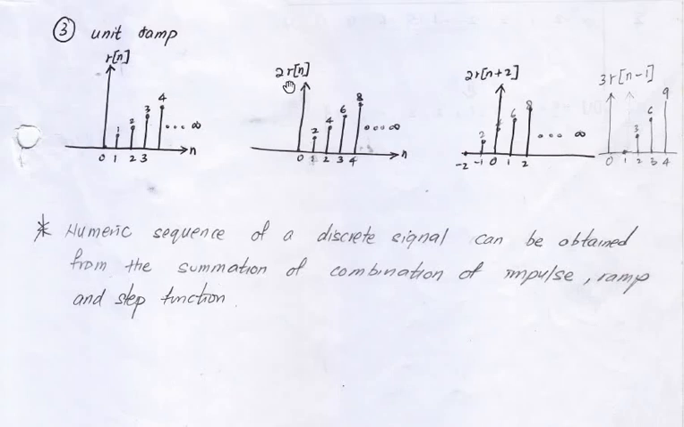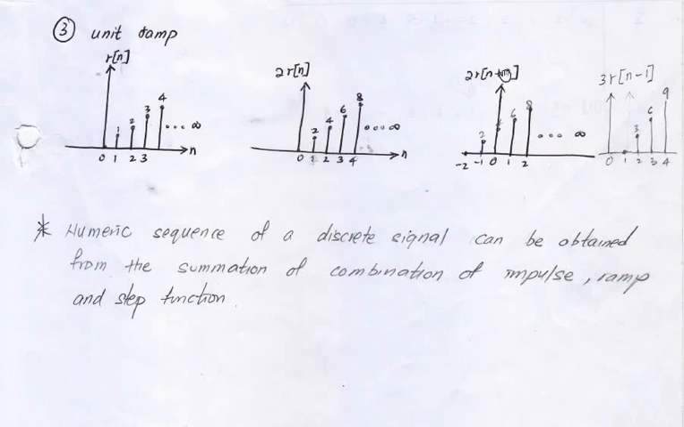Let's say you have 2 r(n). This means it still starts from 0. This 0 must be counted; you shouldn't start at 2. If you have 2 r(n), each step is 2, so 2, 4, 6, 8. If you have 3 r(n), it is 0, 3, 6, 9. So this one is the amplitude, and it starts at the origin.